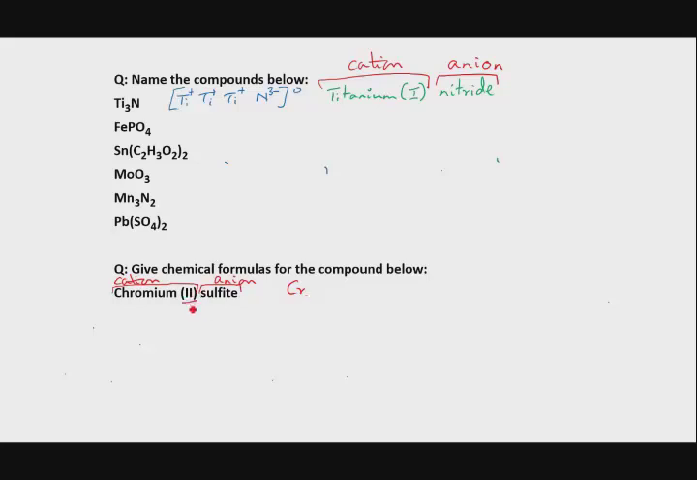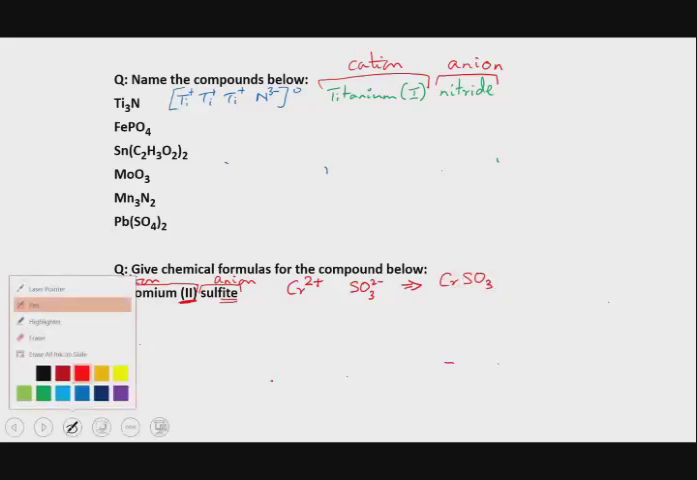Please remember, this number does not give us how many chromium ions there are. This number instead gives us the magnitude of the positive charge on each chromium ion. In other words, the cation is 2 plus. The anion sulfite, since it's ending with an ite, you need to remember that this is a polyatomic anion which you had to memorize, and that is SO3 with a charge of 2 minus. When you put these two together, the chemical formula of the ionic compound becomes CrSO3.